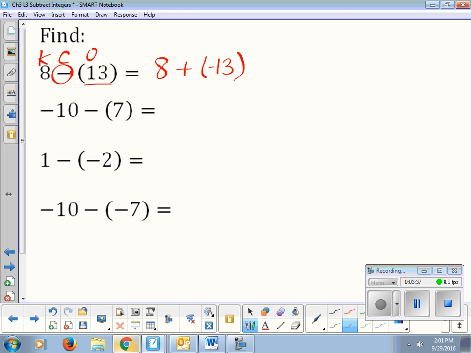We're using our rules for adding integers. Do we have the same signs or different signs? Different signs, so we're actually going to subtract. What is 13 minus 8? 5, and we keep the sign of our bigger number, which is negative, so we have negative 5 as our answer.